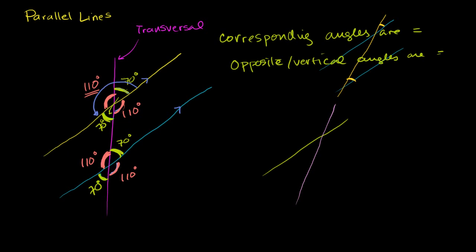Or you could have said that this is supplementary with that angle. So 70 plus 110 have to be 180. Or you could have said 70 plus this angle are 180. So there's a bunch of ways to figure out which angle is which. In the next video, I'm just going to do a bunch of examples just to show that if you know one of these angles, you can really figure out all of the angles.